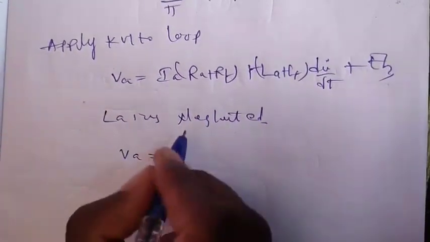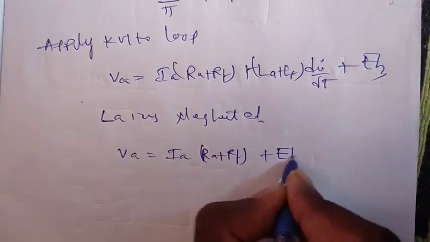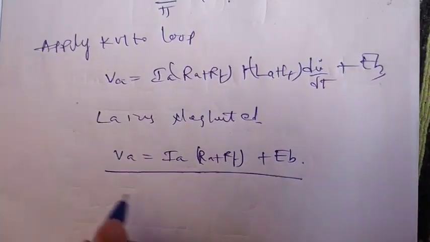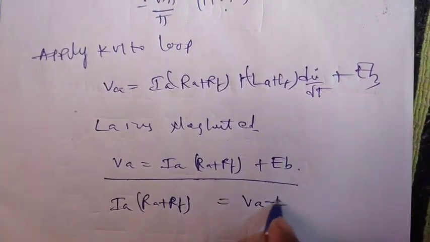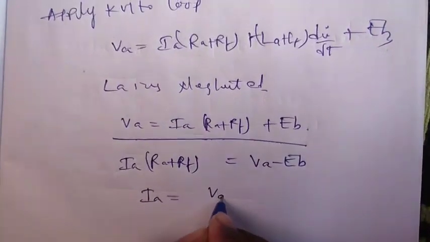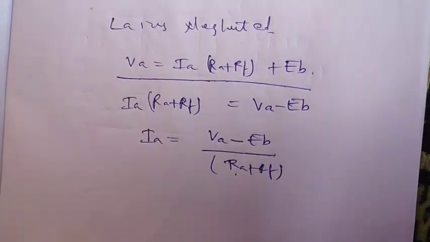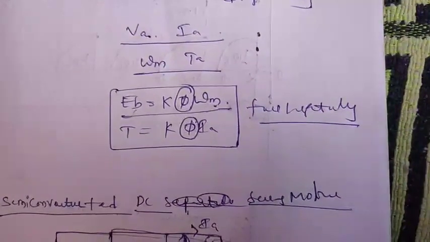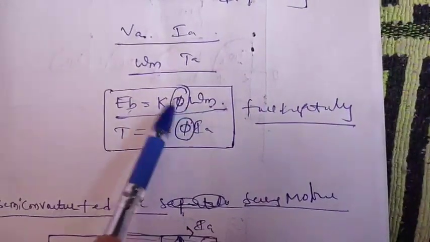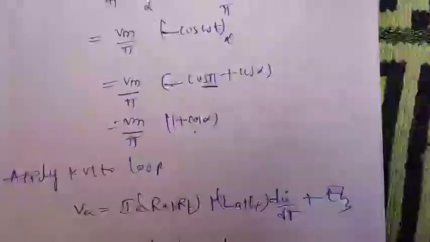So VA equal to IA into (RA plus RF) plus back EMF. From this equation, IA into (RA plus RF) equal to VA minus EB. So IA equal to (VA minus EB) divided by (RA plus RF). We know that EB equal to some constant K into phi into omega m. For a separately excited motor phi is constant, but for a series motor phi is directly proportional to IA.